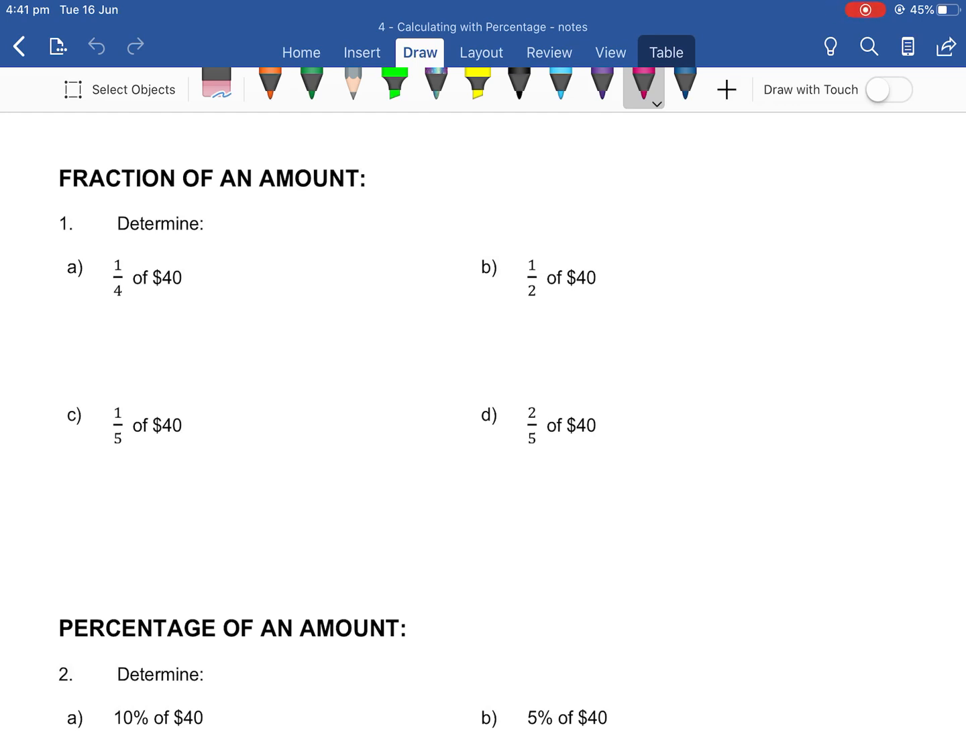In this video, I'm going to explain how we calculate with percentages in two particular ways. But first, we're going to revise fraction of an amount. So in our first example, we want to find 1/4 of $40.